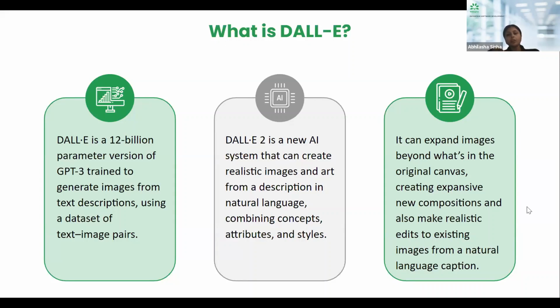It is used to generate realistic images and art. With a normal natural language description, you can see how it converts it into an image with whatever it has been trained with, a 12 billion parameter version of GPT-3 trained to generate images.